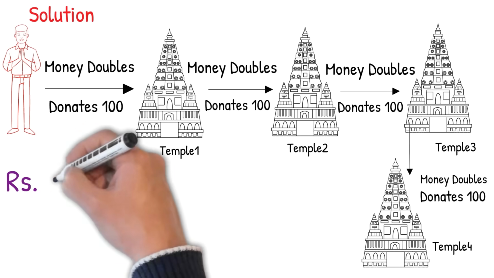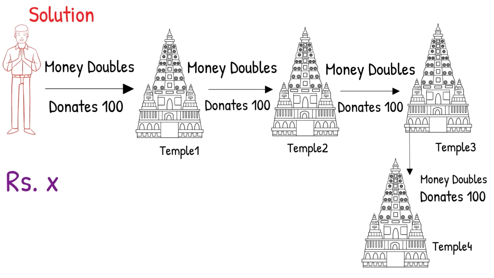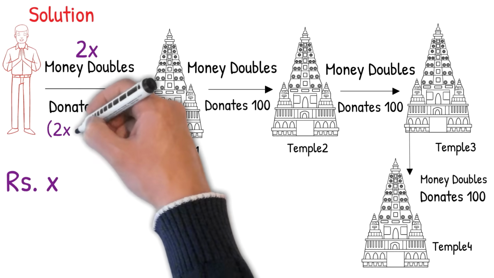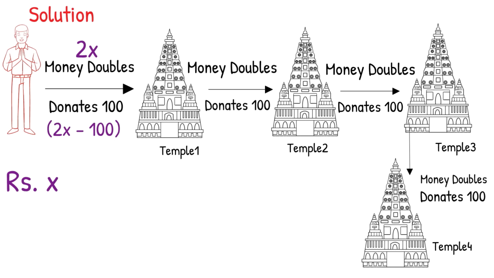Let's assume a person began his quest with ₹x. So what exactly happens in first temple is, as soon as he enters the temple, his money is doubled to 2x. On his way out, he donates ₹100. Therefore, he is left with ₹2x minus 100. So 2x because the money got doubled and the 100 because he donates to the temple.